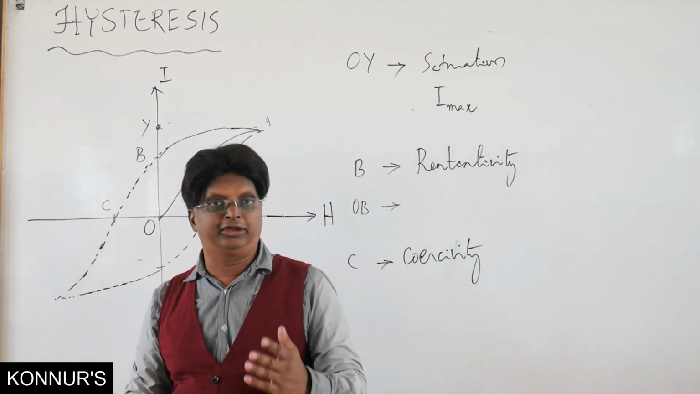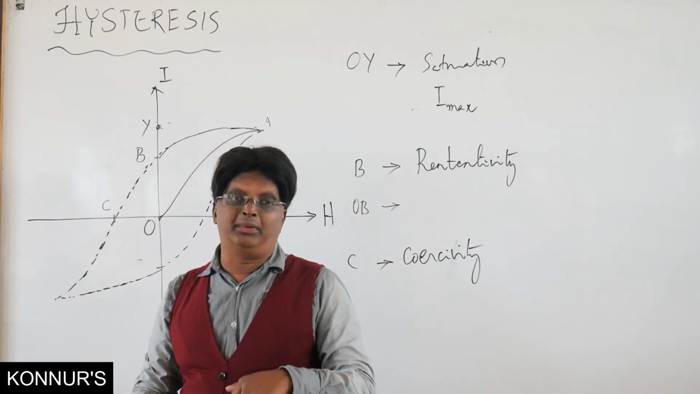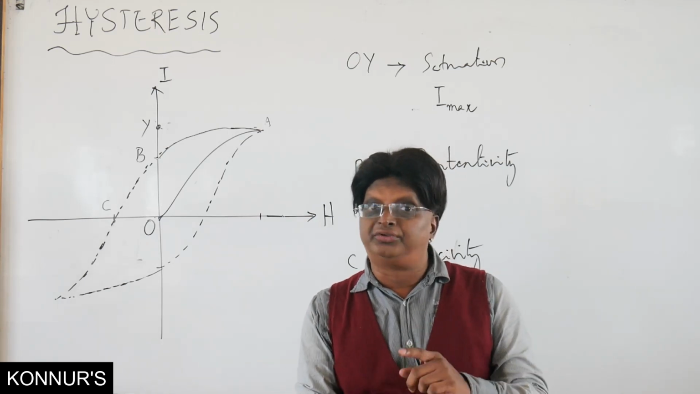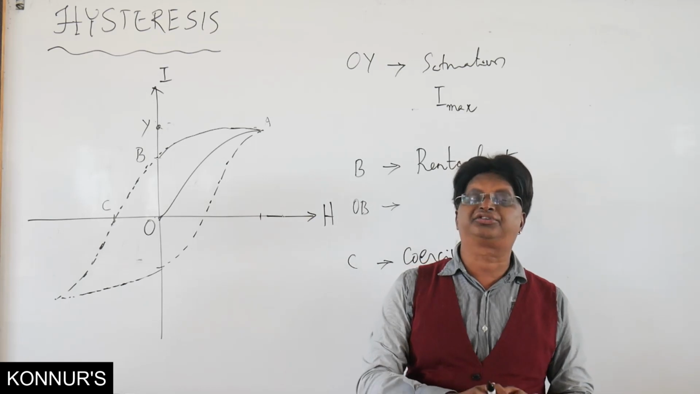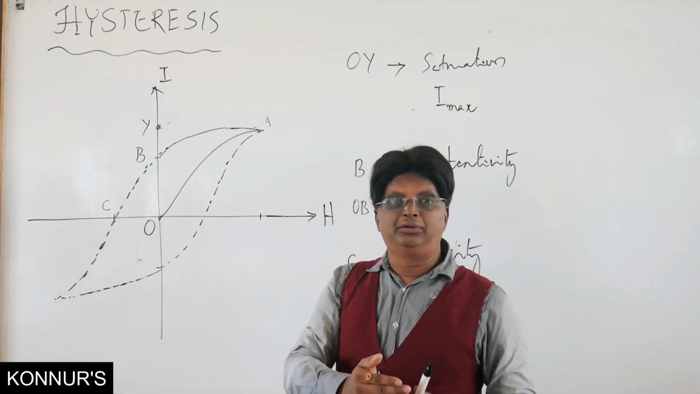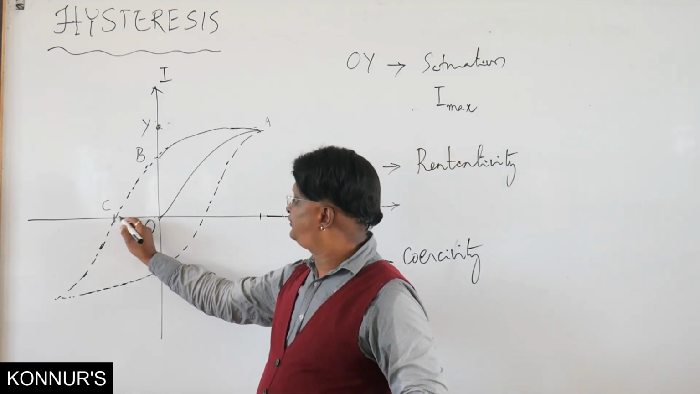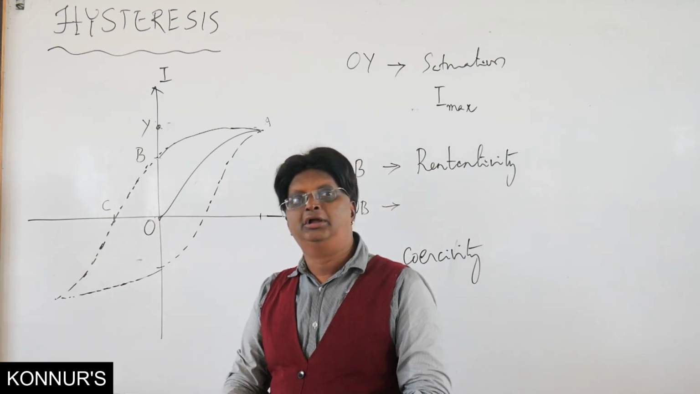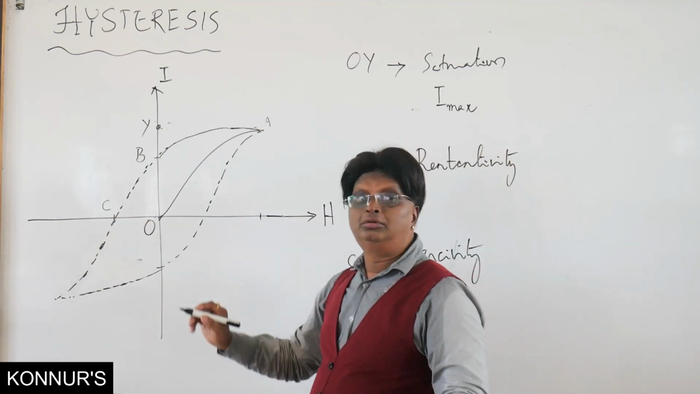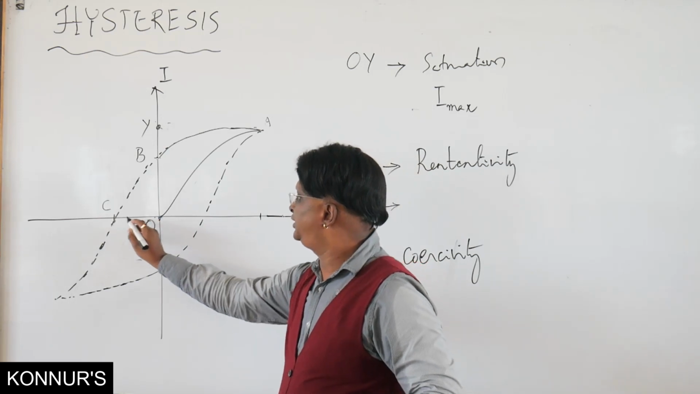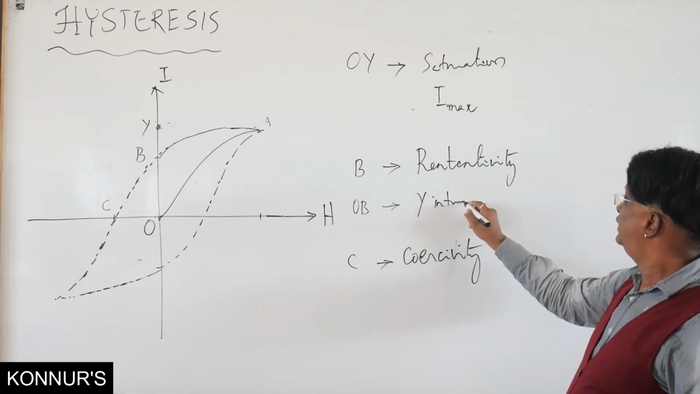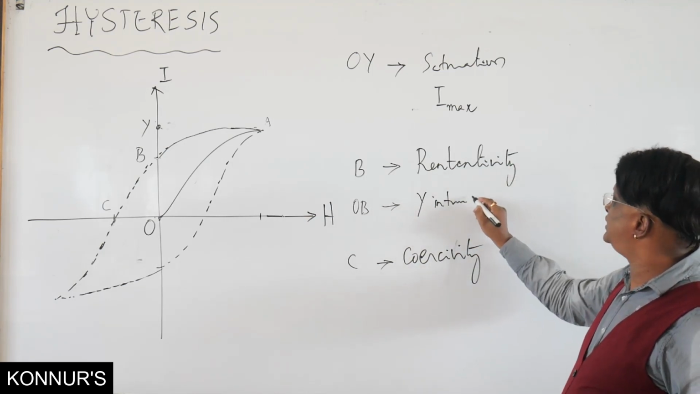Earlier we said retentivity is the ability to retain magnetization even in the absence of the magnetizing field. Coercivity is the ability to oppose demagnetization. H reversed in direction means we are demagnetizing the material, for which I is gradually decreasing and becoming 0. This tendency of the material to oppose demagnetization is referred to as coercivity. The degree of coercivity is OC, that is the x-intercept. Remember, OB is the y-intercept. Retentivity is always the y-intercept.